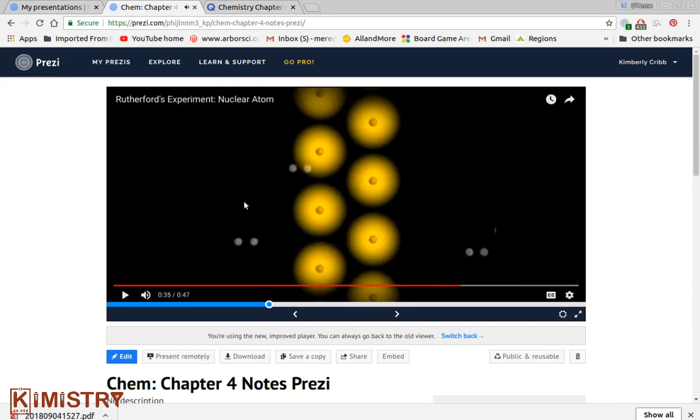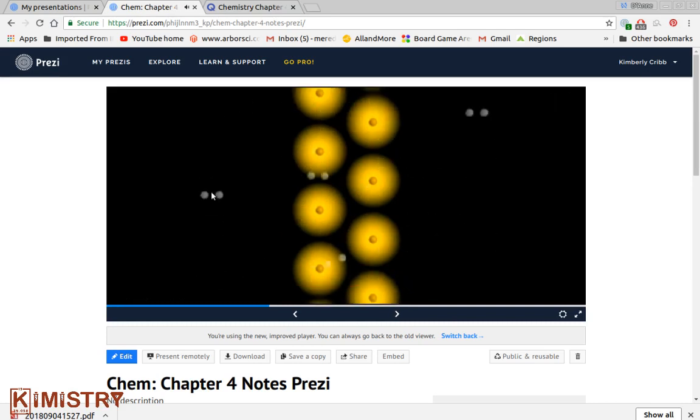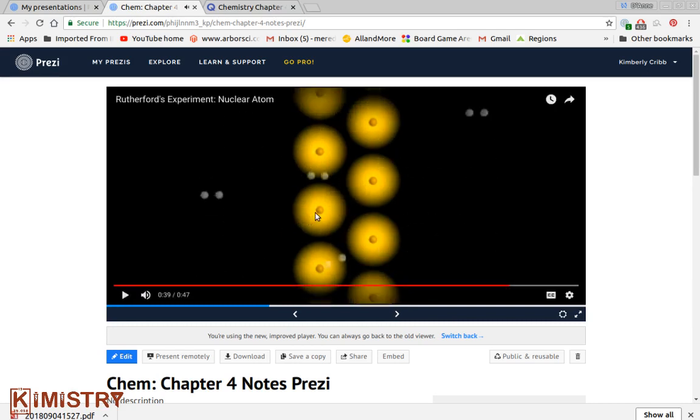All right, now I'm stopping it again. There's that nucleus that was actually there that they didn't know about until this. Most of the particles went straight through all that empty space between the electrons and the nucleus. But when they got close to the actual nucleus, that's when they bounced away. The atom is occupied by the low mass electrons. The nucleus is small. So if it hit there, it bounced away.